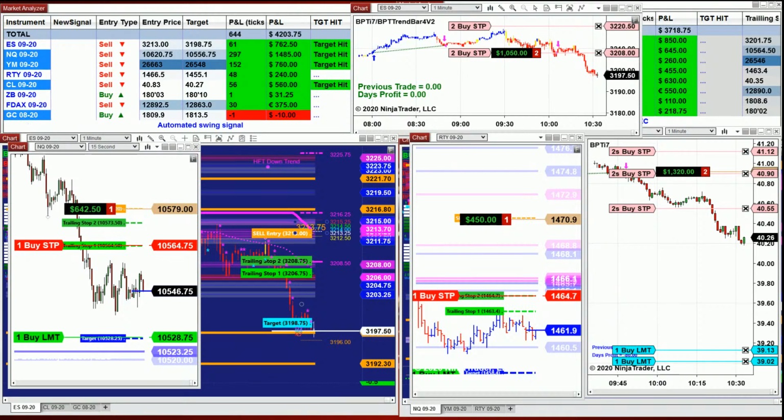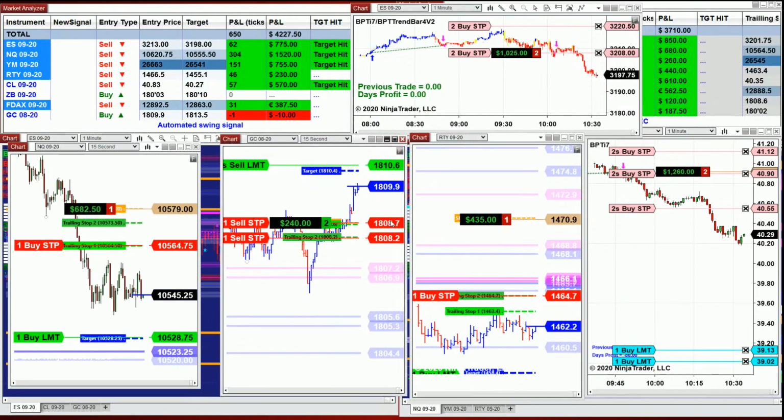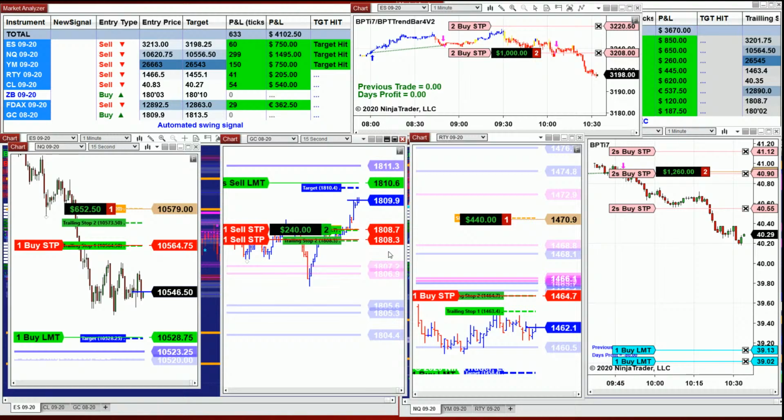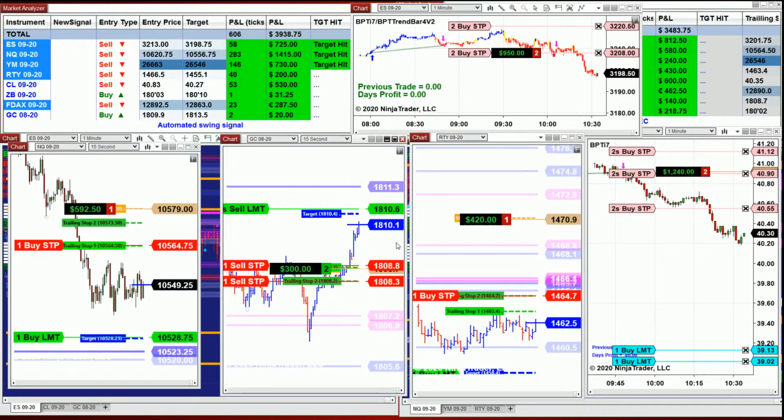Gold, again, it is amazing, the gold. It's just like on the way up and on the way down, it never stops. The gold is going to hit the target, and the target is 1810. I can live with that.